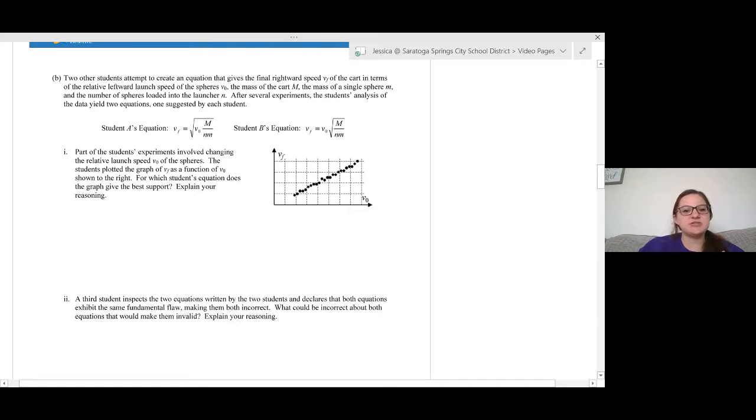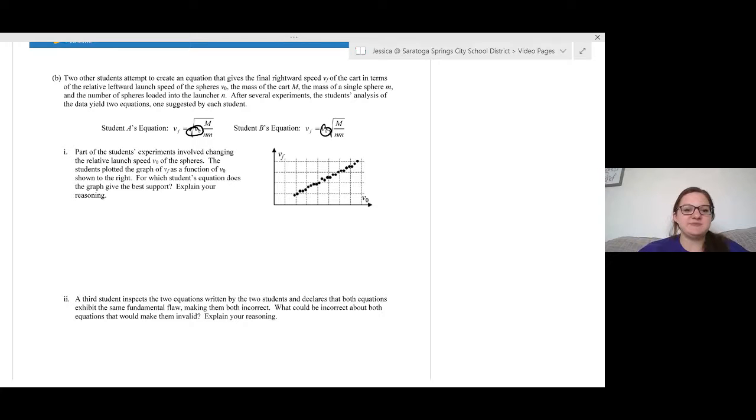After several experiments, the students' analysis of the data yields two equations. Student A says V final is the square root of V0 times the mass of the cart over N times the mass of the spheres. Student B is V final equals V0 times the square root of M over N times the mass of the sphere. So it looks like the only difference is where this V0 is between the two equations. One has it inside the square root, which means V final and V0 have a square root relationship. Student B has it outside the square root, which means that V final and V0 have a direct relationship.